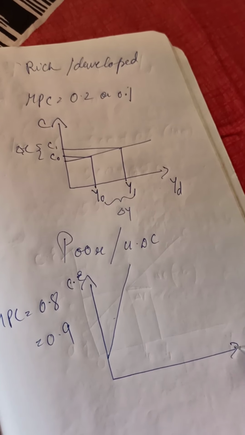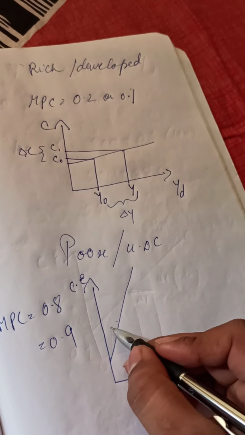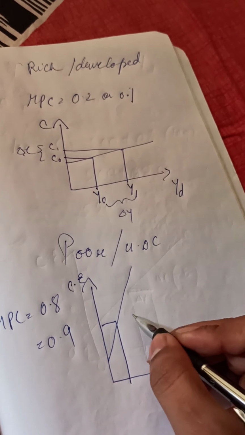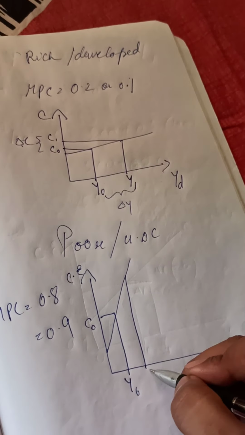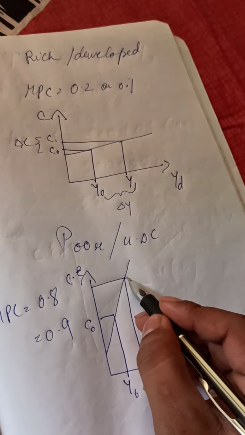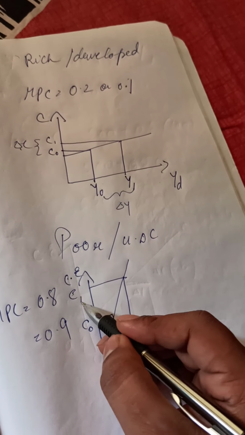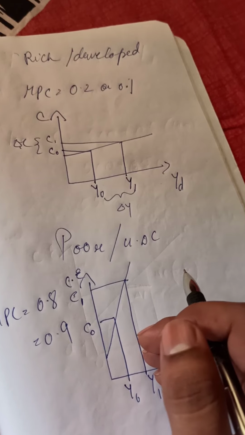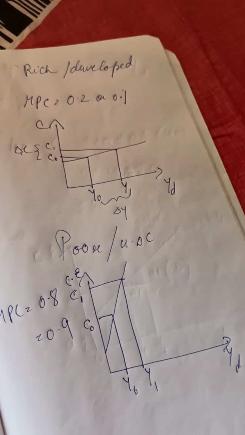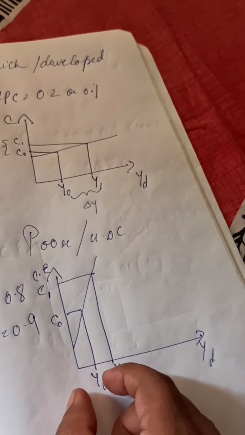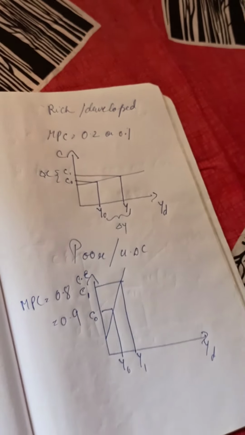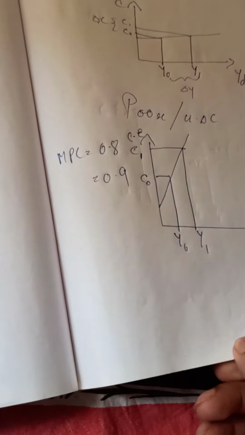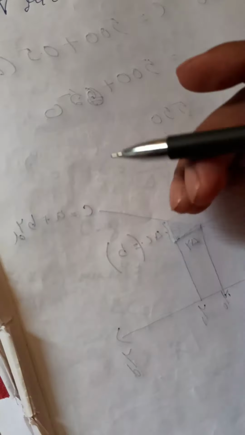So for a poor country, you will be able to see that if income increases, the consumption increases by a huge amount. This is a contrary diagram to the diagram of a rich or developed nation. Here additional income leads to a very high level of additional consumption, whereas in the other, additional income leads to a very low level of additional consumption. Okay, so we are done with this diagrammatic explanation. Now let us deal with the limit of MPC.